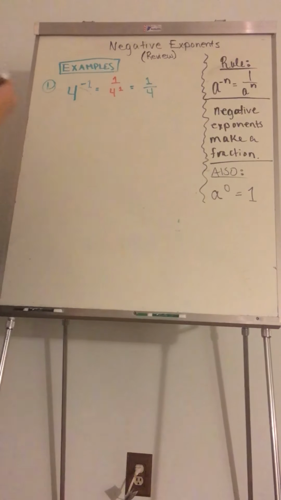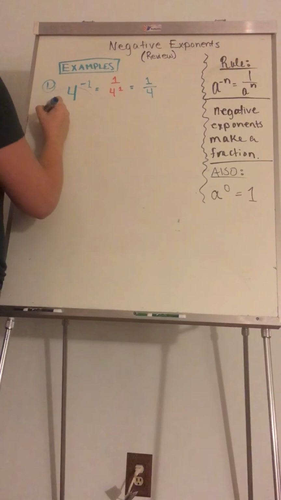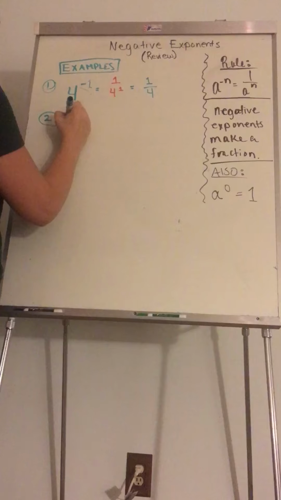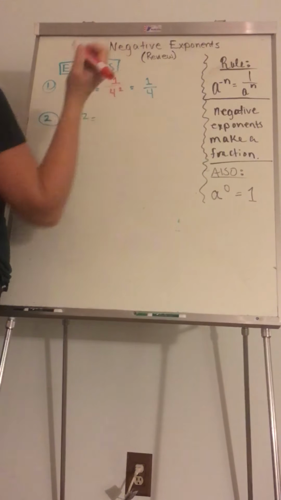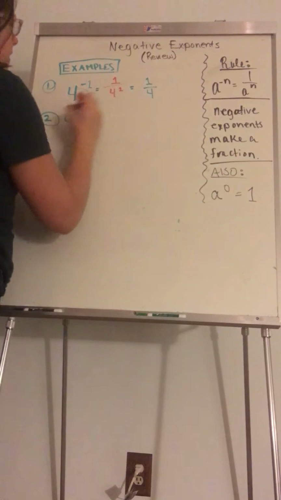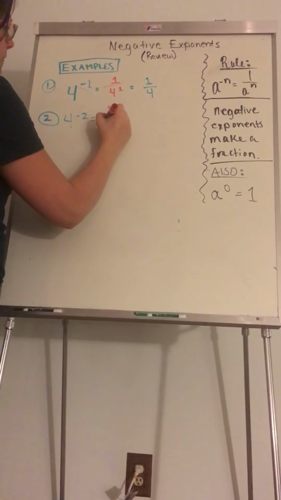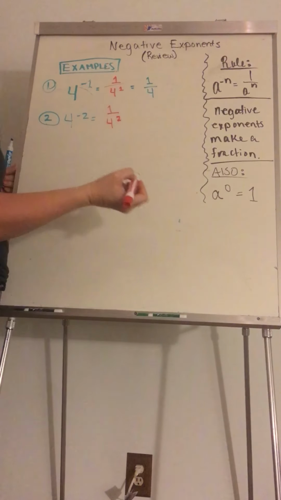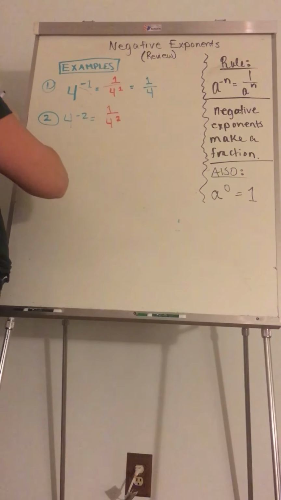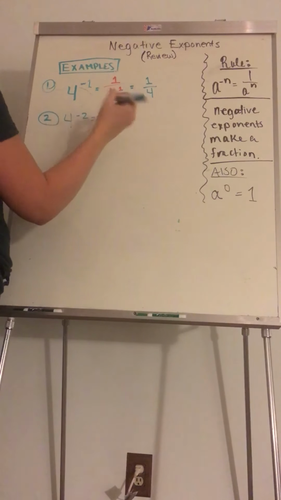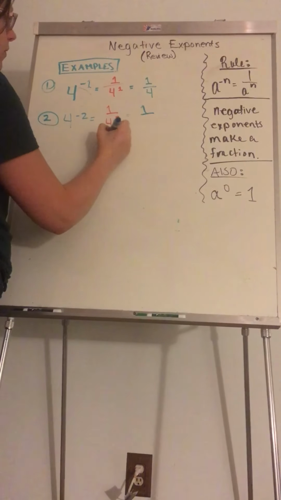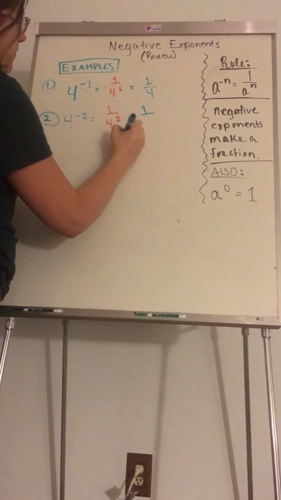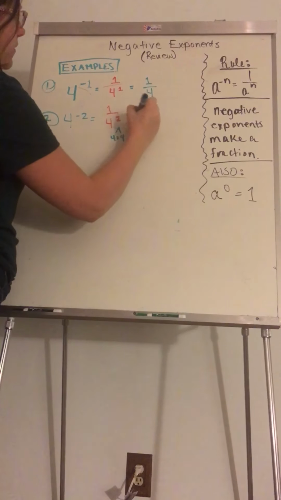Okay? Now let's say we have 4 to the negative 2 power. Again, I didn't put my line there. There we go. We have 1 that changes to 1 over 4 squared. And then 4 squared means 4 times 4, right? So we'll have 1 over 4 times 4. Let's do that. 4 times 4, which is 16, and that's the answer. Okay?